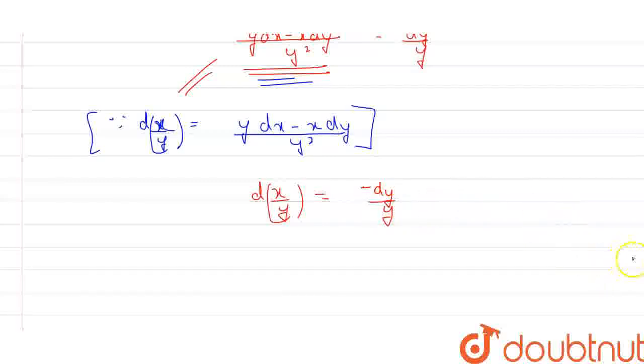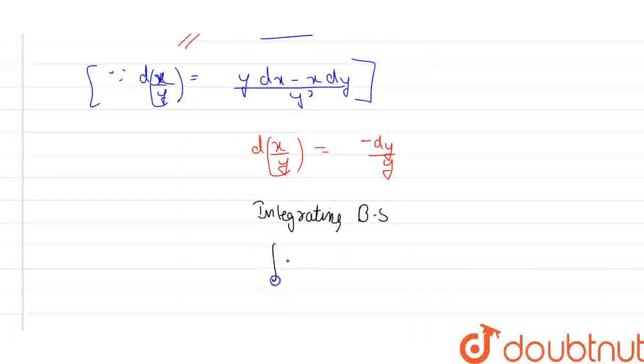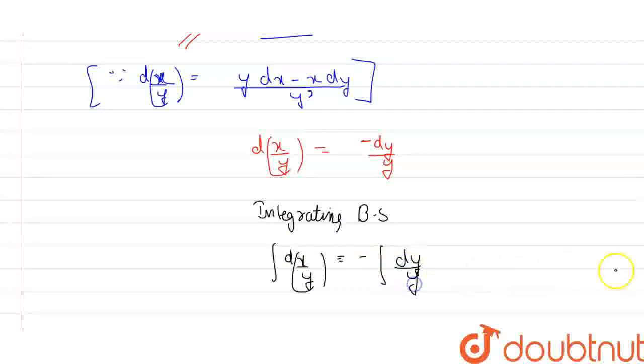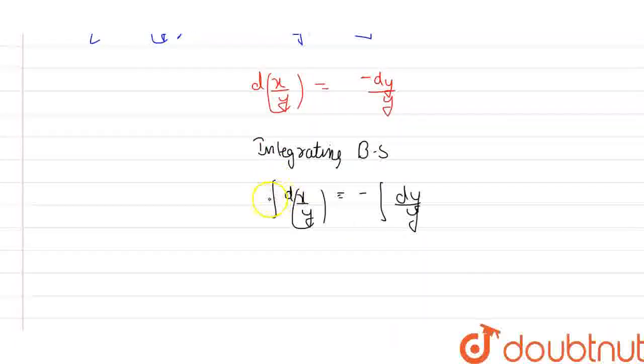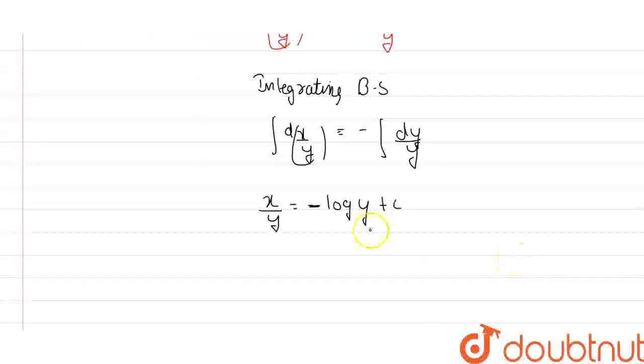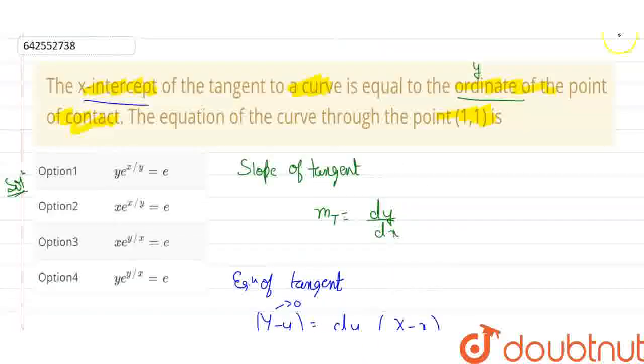After this, I can integrate both sides. So this will become integration of d of x by y equals minus of integration of dy by y. Now we know that differentiation and integration cancel out, so we are left with only x by y. And the integration of 1 by y is log of y, plus C, my integration constant. So x by y equals minus of log y plus C.